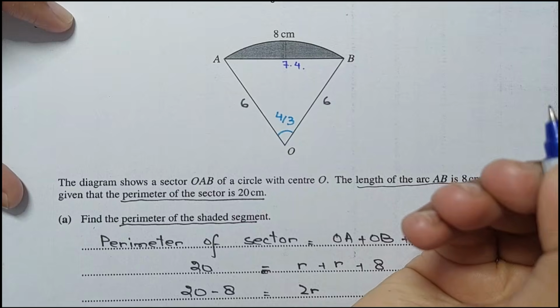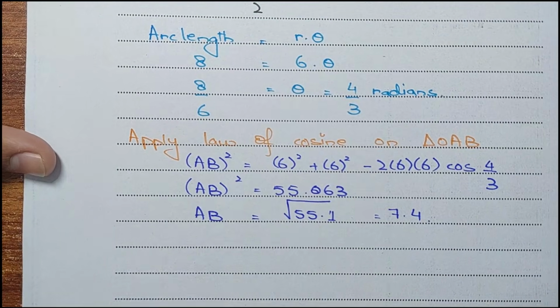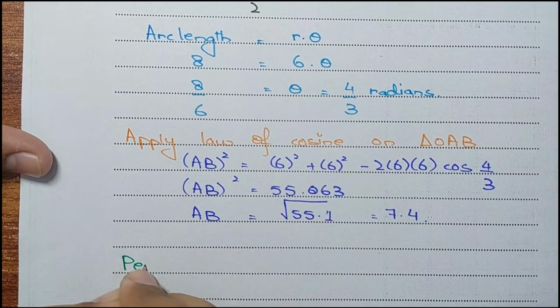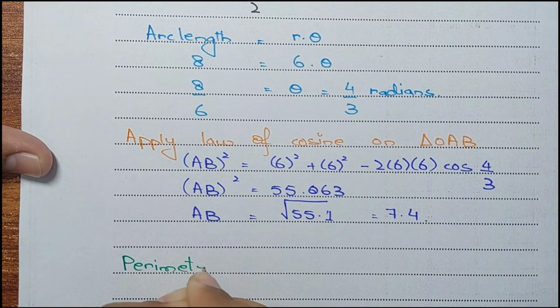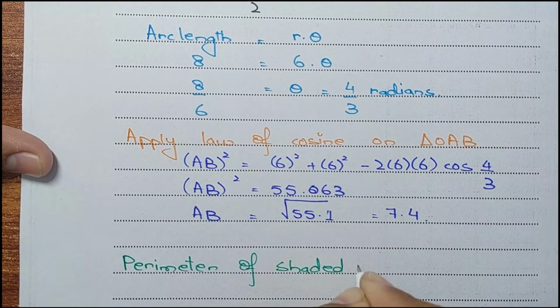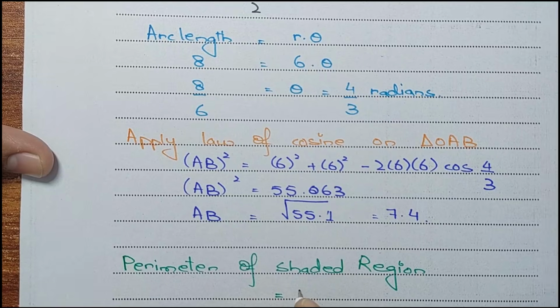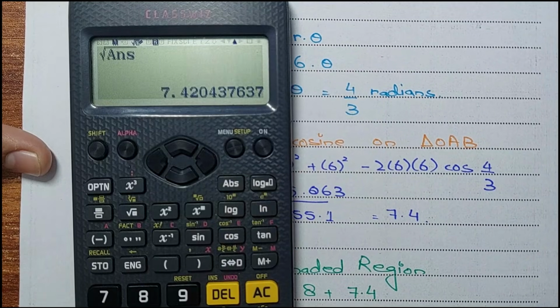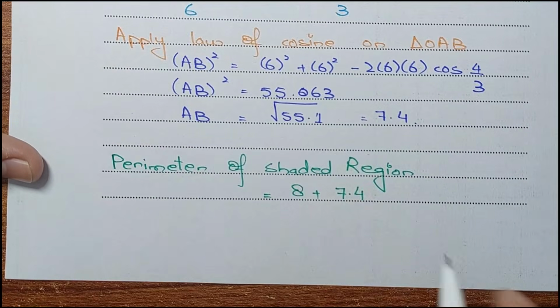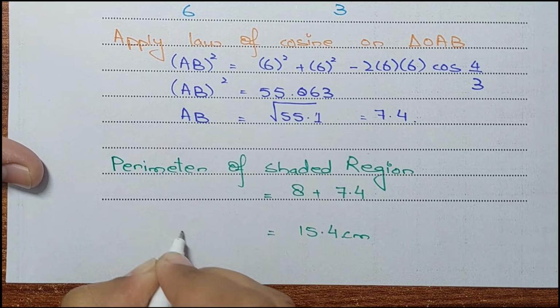So now what is the perimeter? Arc length AB and the side length AB. Just write down the perimeter of the shaded region. That is the sum of 8 and 7.4, plus 8, so 15.4 is the perimeter. So 15.4 centimeters, that is the perimeter.